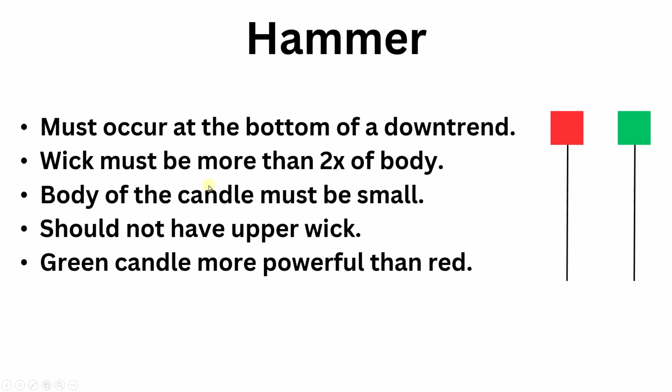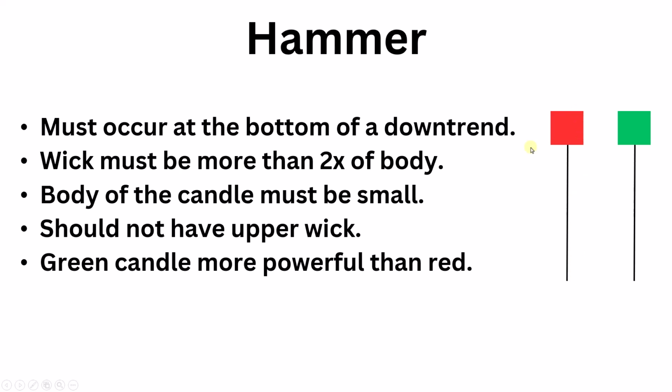Okay. The wick must be more than 2x of the body. Okay. This is the wick. You know it now. Correct? This is the body. When you compare the size of the body with the size of the wick, the wick must be more than 2 times the body. If you look at this, you can see the body is this much and the wick is very long. It is more than 2 times the length of the body.